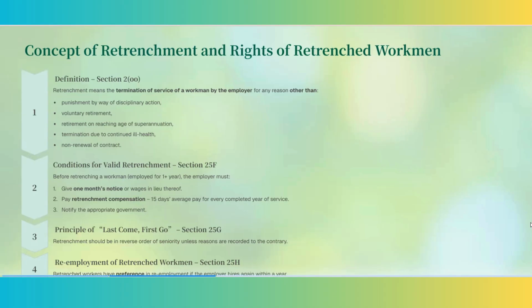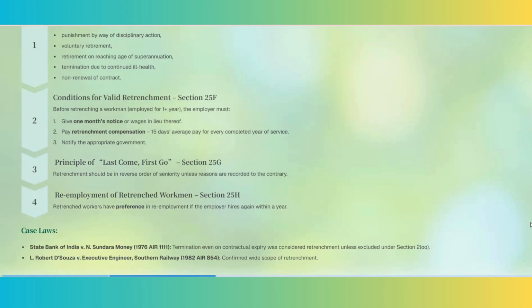Re-employment of retrenched workmen is provided under Section 25H. So you need to remember 25F, G, H in sequence. Retrenched workers have preference in re-employment if the employer hires again within a year. In State Bank of India versus N. Sundaramani, termination even on contractual expiry was considered retrenchment unless excluded under Section 2(oo).